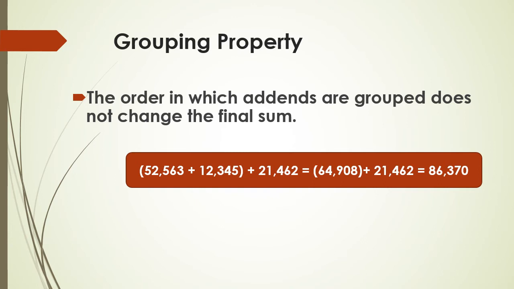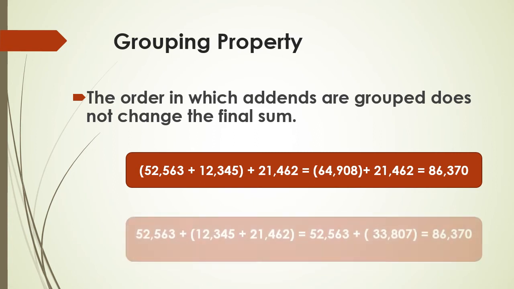64,908 plus 21,462. Now we got two numbers. If you add these two numbers, you will get 86,370. Now I am going to change the grouping. Let's see the second step.